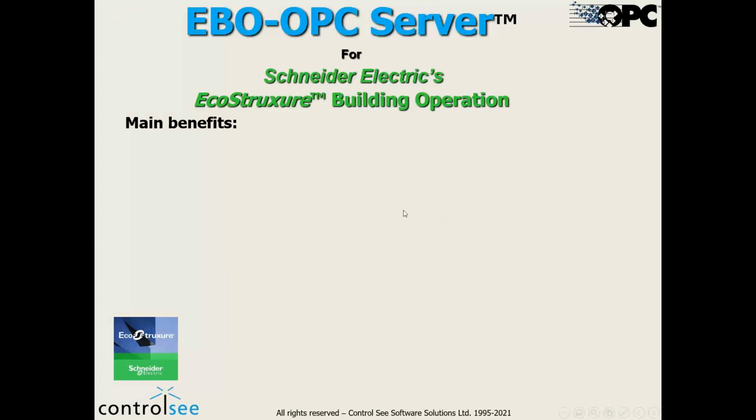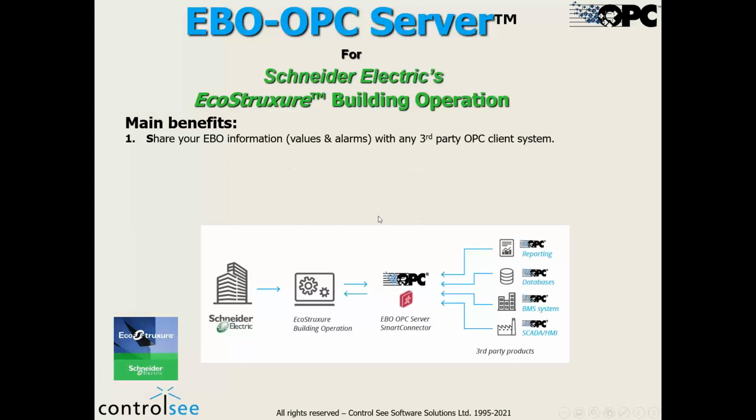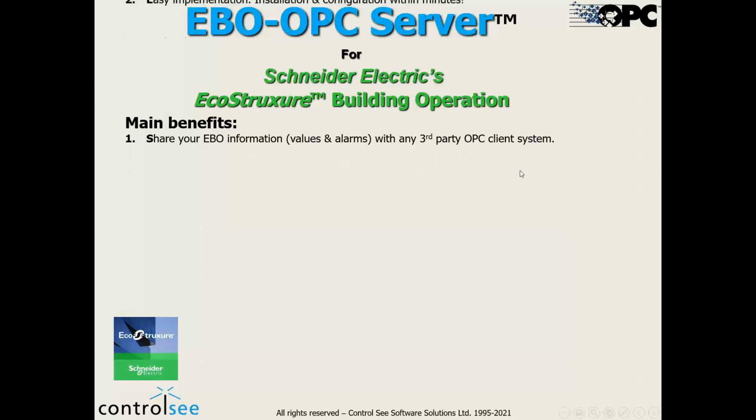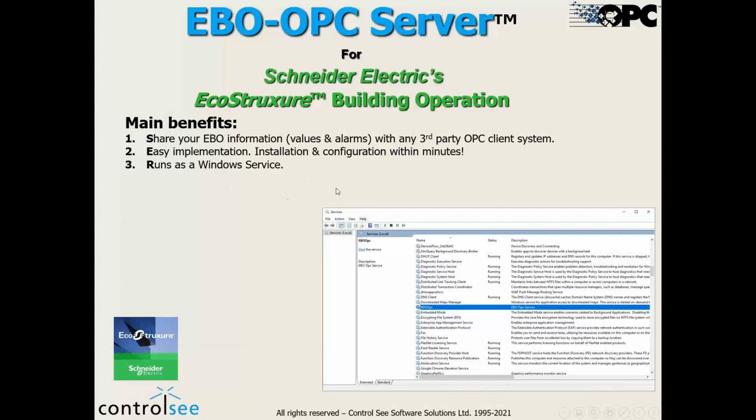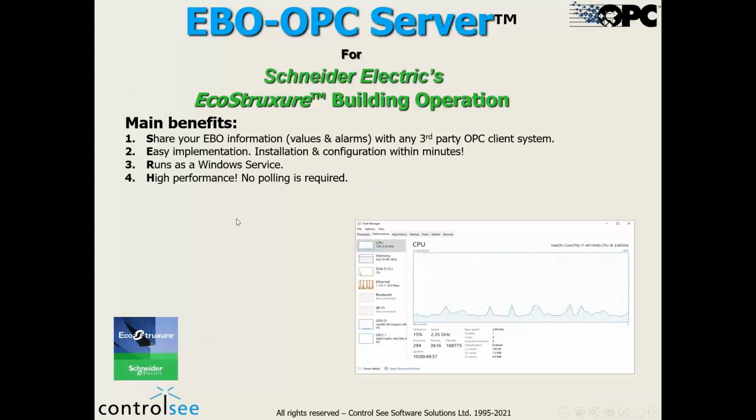So the main benefits of the EBO-OPC server are: share your EBO information with any OPC client system, easy implementation, installation and configuration within minutes. It runs as a Windows service. It offers high performance because there is no polling. The SmartConnector receives change notifications from EBO. So there is no polling, and the CPU consumption is really low.